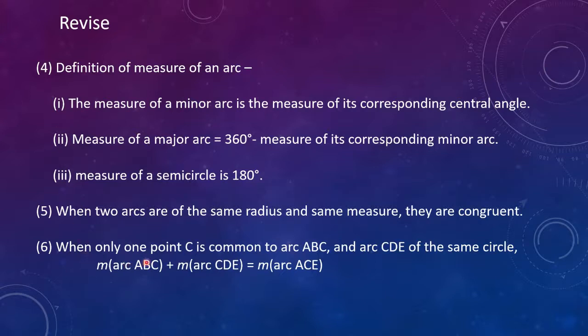When only one point C is common to arc ABC and arc CDE of the same circle, then we can use the property of sum of measures, that is measure arc ABC plus measure arc CDE is equal to measure arc ACE. So when two arcs have one point in common, then we can use this property. Note one thing, that when the two arcs have more than one point in common, we cannot use this property. So the arcs should have only one point in common to use this property.